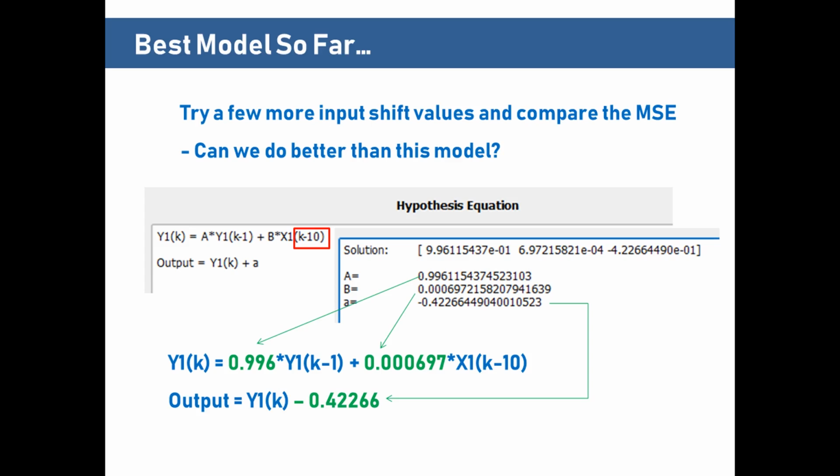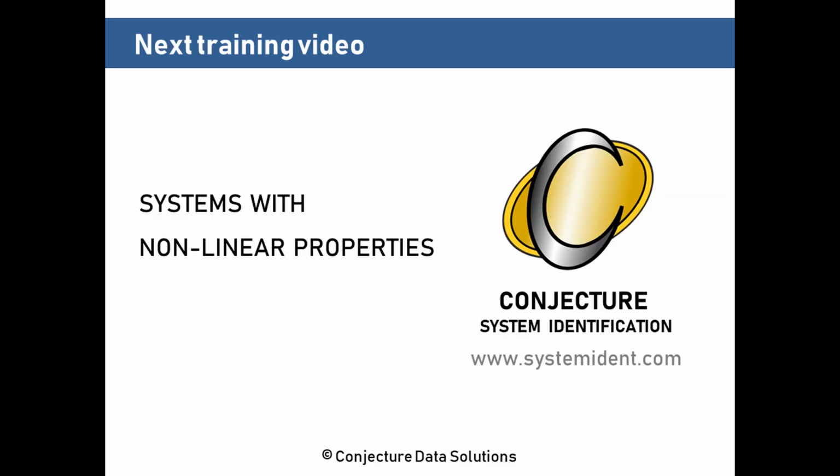So now we've covered all the key features of Conjecture System Identification and how to use it to model an industrial system with one input and one output. In our next user training video, we're going to look at modeling an industrial system with nonlinear properties.